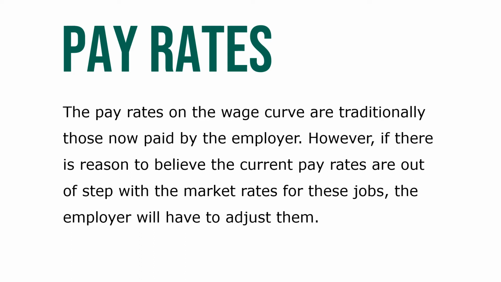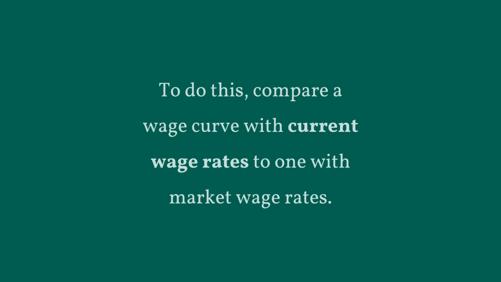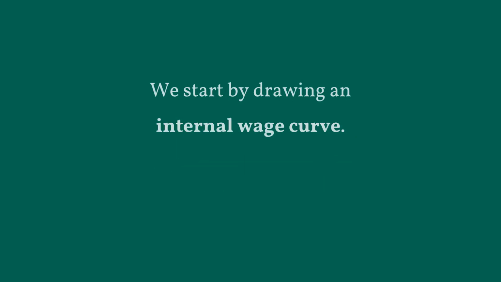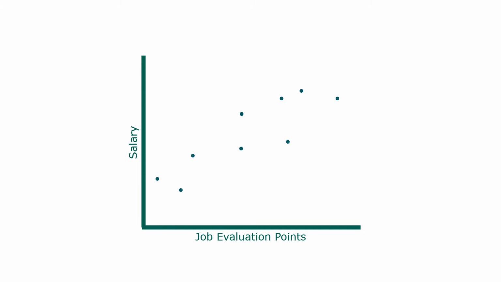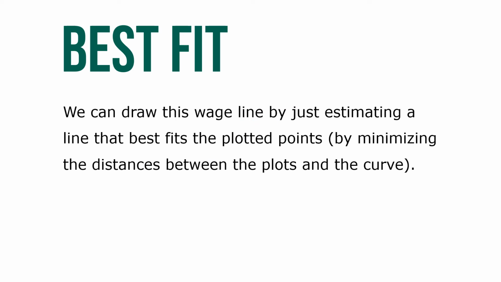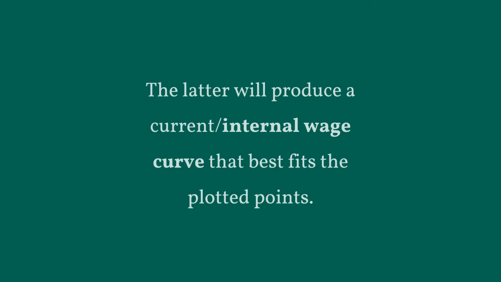The pay rates on the wage curve are traditionally those now paid by the employer. However, if there's a reason to believe the current rates are out of step with market rates for these jobs, the employer will have to adjust them. To do this, compare a wage curve with current wage rates to one with market wage rates. We start by drawing an internal wage curve when it comes to determining market wage rates. Plotting each job evaluation point and the wage rate the employer is now paying for each job, or wage rates if there are several for each job, produces this type of scatter plot. We can now draw a wage curve through the scatter plot. These plots show how point values relate to current wage rates. We can draw this wage line by just estimating a line that best fits the plotted points by minimizing the distances between the plots and the curve. This will produce a current internal wage curve that best fits the plotted points.